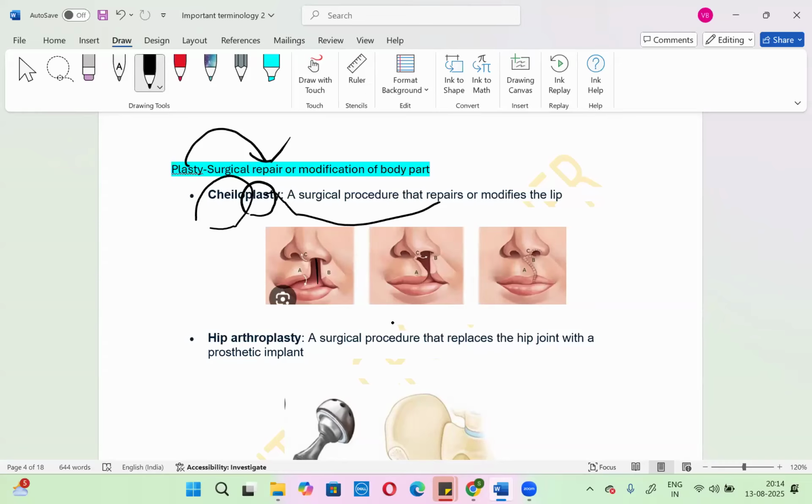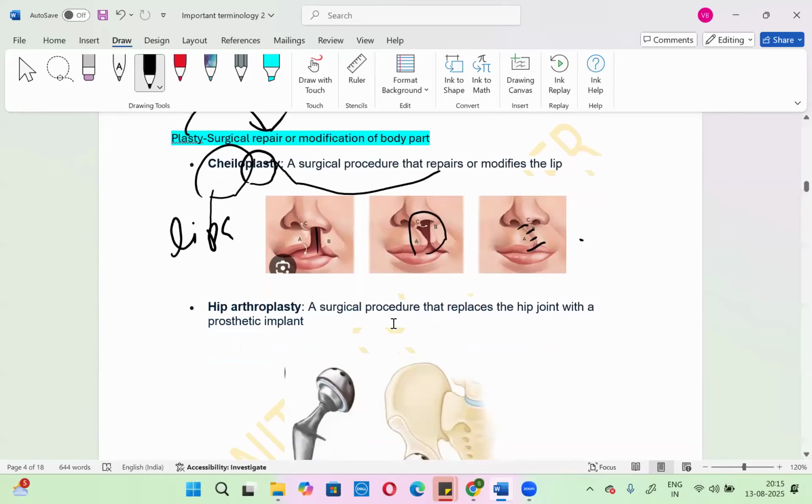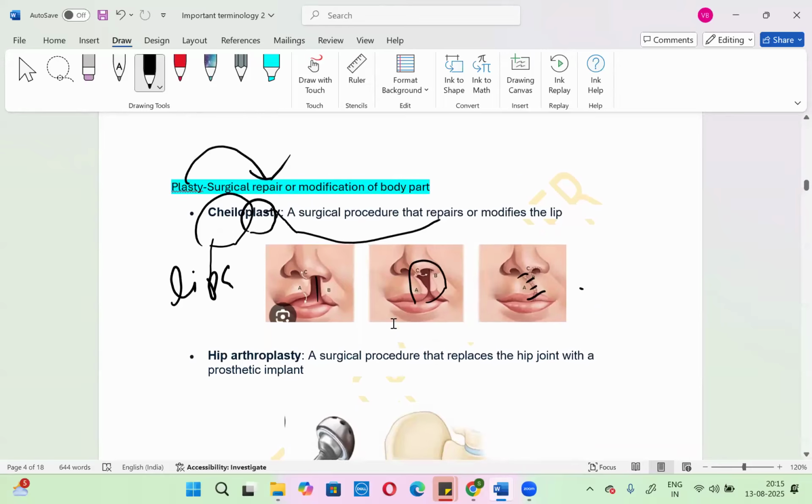What about cheilo? Cheilo is nothing but lips. So cheiloplasty, they are doing the lip repair. There is some cut. What are they doing? They are doing the suturing, nothing but the threads they will be using, surgical threads. So with that, they will do the suturing. Plasty, repair. Okay. Be perfect with these medical words because this is helpful for your interview. Not only the interview, but these kinds of terminologies you should know.